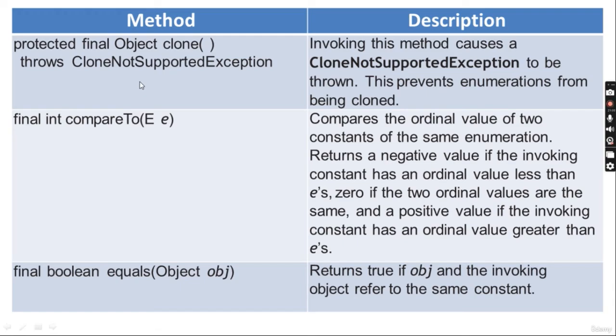Protected final Object clone() throws CloneNotSupportedException. Invoking this method causes a CloneNotSupportedException to be thrown. This prevents enumerations from being cloned. Okay.